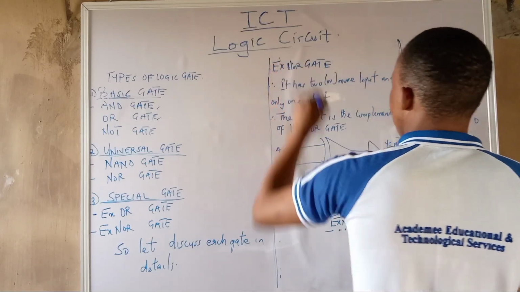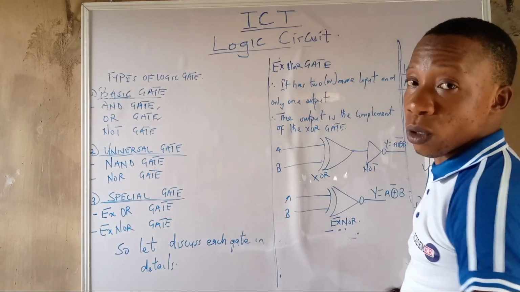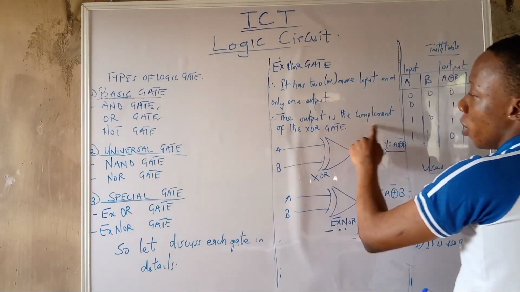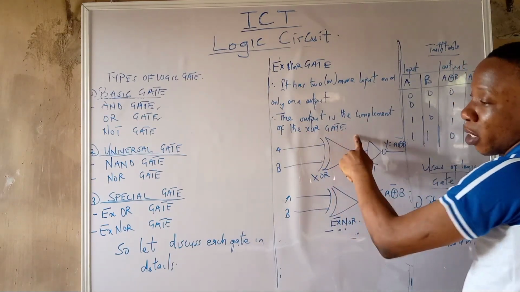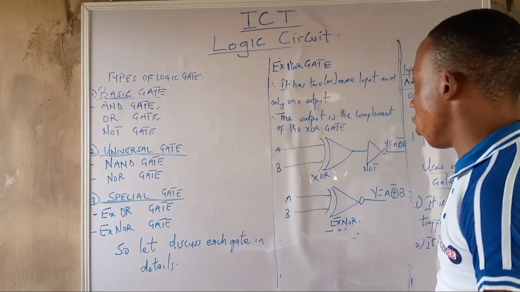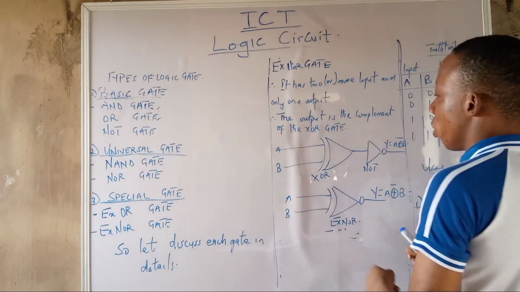XNOR gate. It has two or more inputs and only one output. The output is the complement of your XOR gate, the XOR gate from the previous diagram that we did. So this is the diagram for your XNOR gate.